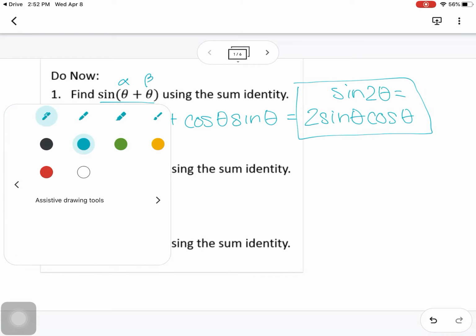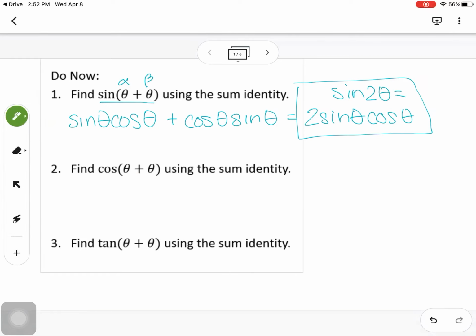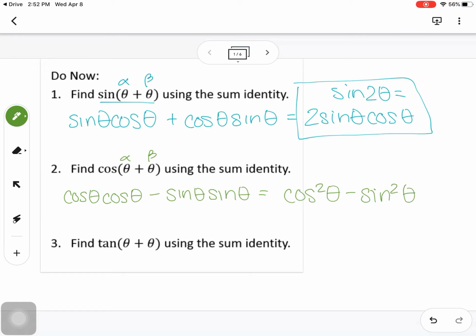To derive the second one, we're going to do our cosine. So with cosine, you start by doing cosine of alpha, in this case theta, times cosine of beta, or also theta. It's the opposite sign, so this is going to be minus instead of plus. And then sine of each of them, so sine of theta, sine of theta. Doing this multiplication, this is really cosine squared of theta minus sine squared of theta. And again, if we add these together, that's really 2 theta, so your second identity is that cosine of 2 theta is cosine squared minus sine squared.